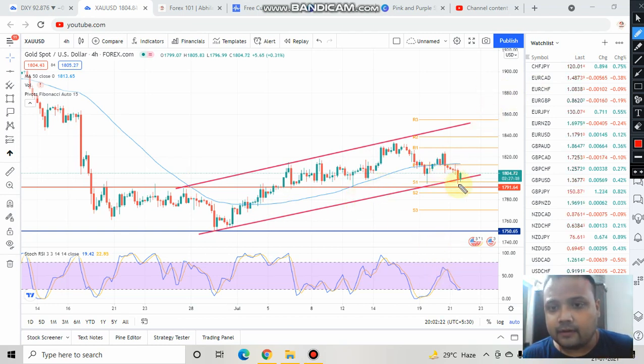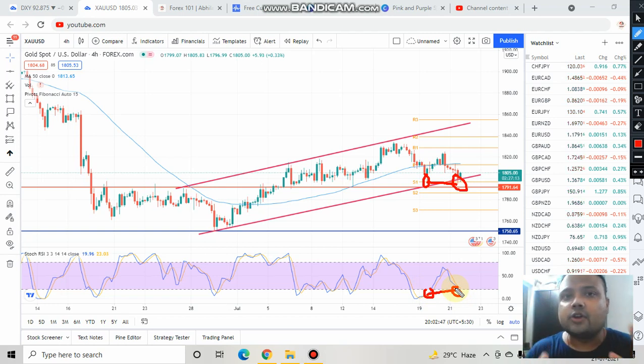Apart from this support level, you can see that there is also a divergence here in the market. Divergence means, see, market has formed a lower low here, whereas the indicator did not form a lower low, rather it has formed a higher low here. And whenever we get a divergence or a mismatch between the price and the indicator, then we call it a bullish divergence. Actually, this is a bullish divergence. And whenever we get a bullish divergence in the market, then there is a possibility that the price will be going up.